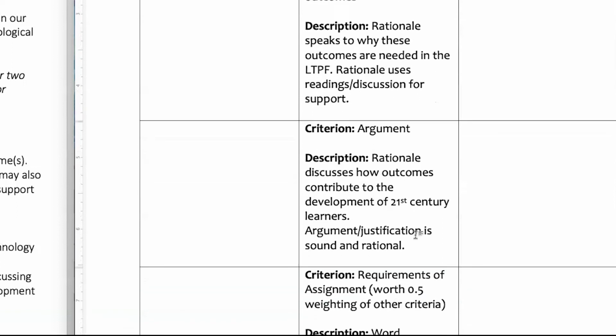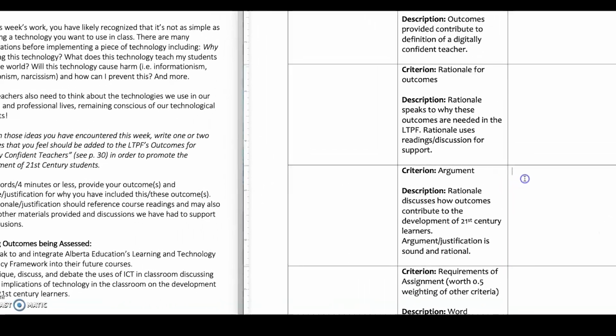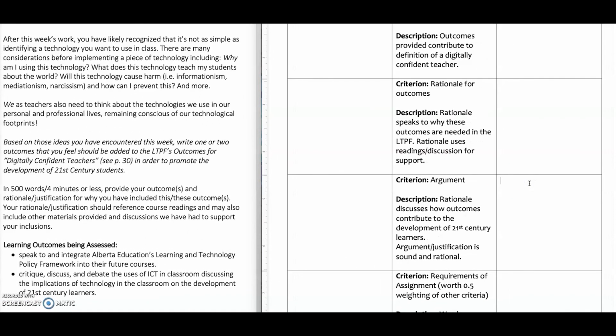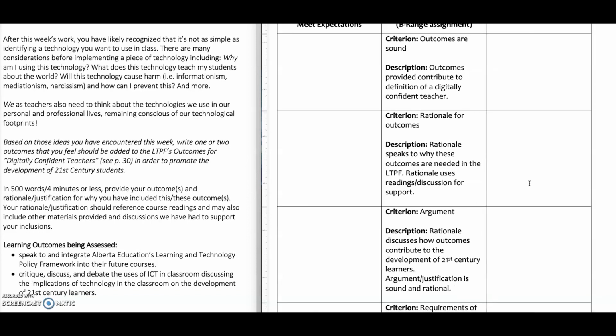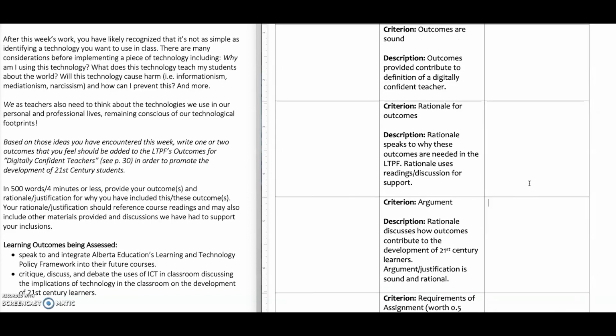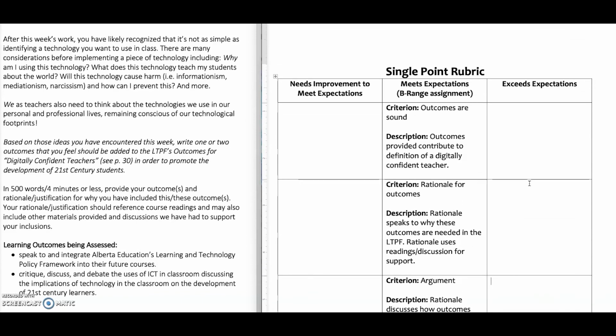Now, students may go beyond this, right? Students might not only discuss, but they might argue for these to contribute and further the development. And so there, in my exceeding column, I would write a comment about how argument is exceeding expectations by, blah, blah, blah. And I would include my comments there. So this is how I might create a single point rubric based on an assignment.